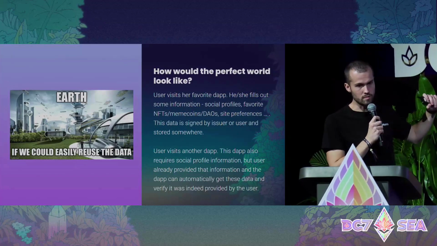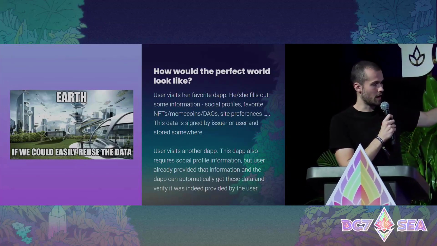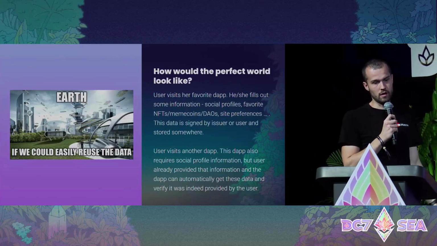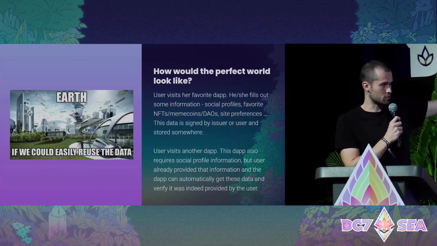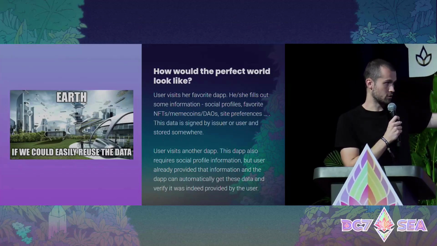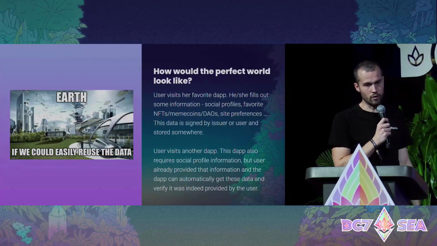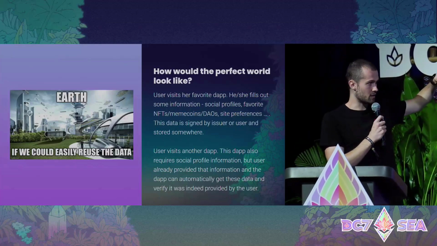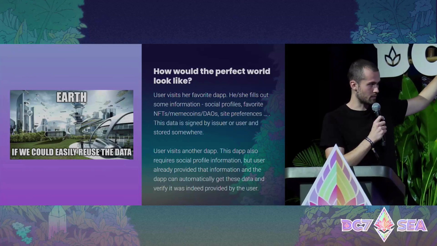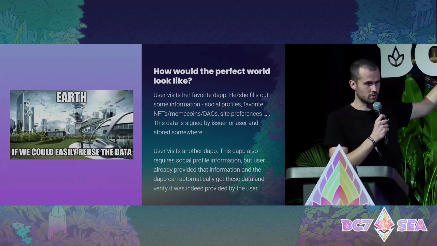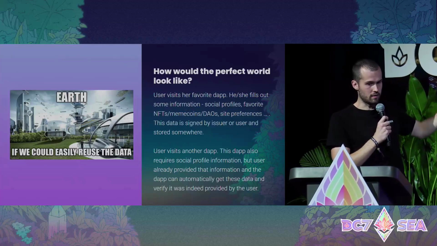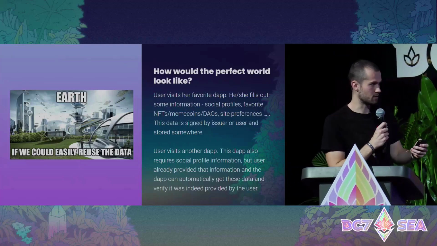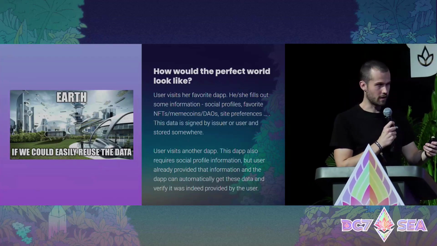And this data would be signed by the user or some issuer. And this data would be stored somewhere. So when the user would visit another app, the other app would know that the user already provided the social profile information or any other data that this app needs, and the app would be able to fetch the data from the user or from some other third-party provider where the user is storing his encrypted data, and the app could use this data without requiring the data to be created or filled out again.